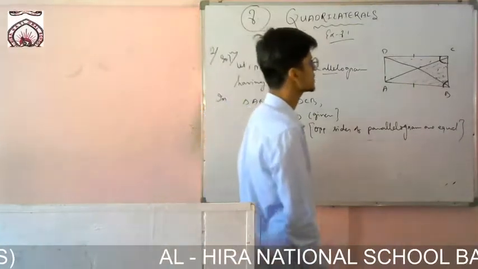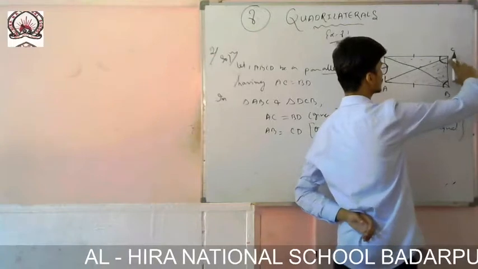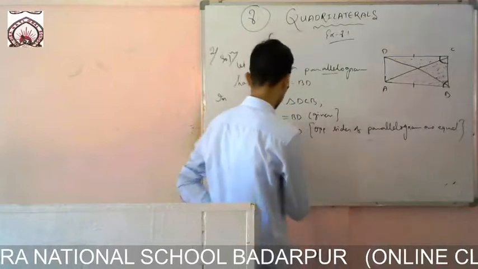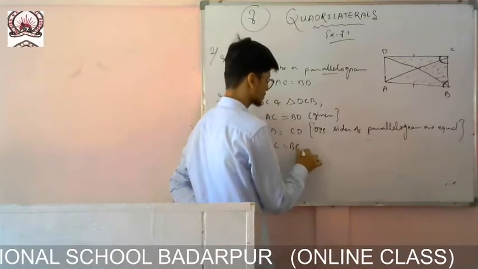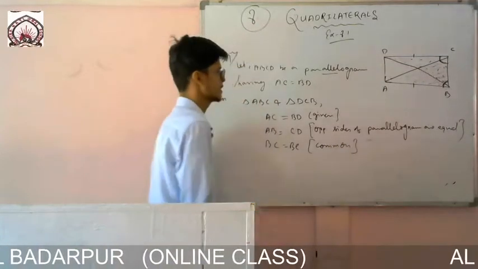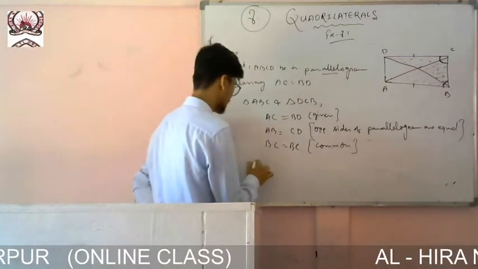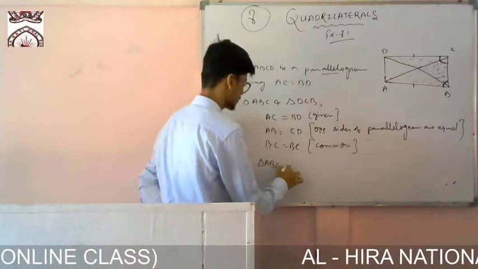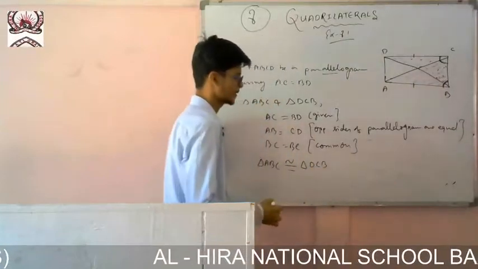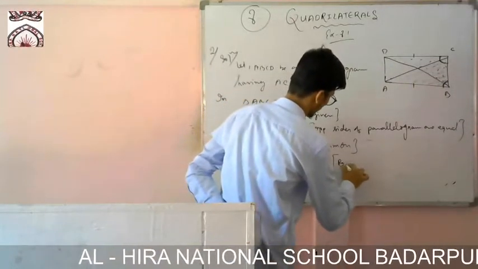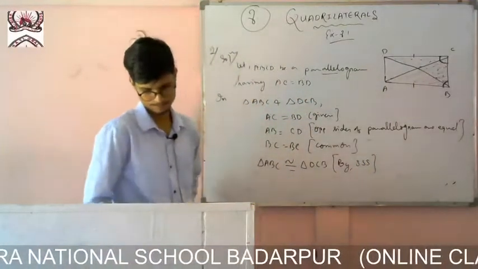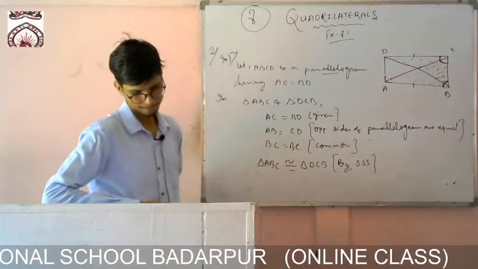And is there any side common? Yes. In this triangle also BC is there, in this triangle also BC is there. So BC is equal to BC, or CB, you can write common. So if in a triangle three sides are equal, then I can say that these two triangles are congruent. Okay, so by SSS congruency you write.